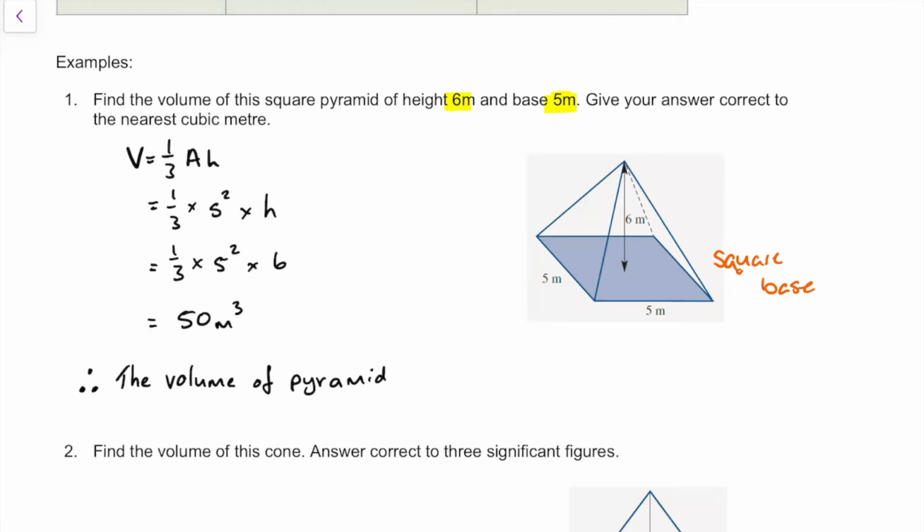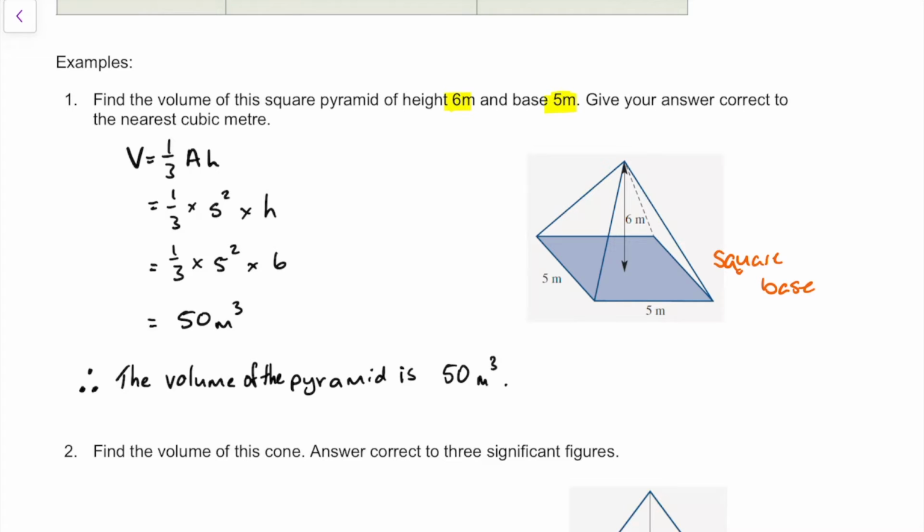So I should have the word "the" in there. Now you can write it just like that, or you can even write the words 50 cubic meters if you'd like. Now let's move on to example 2.